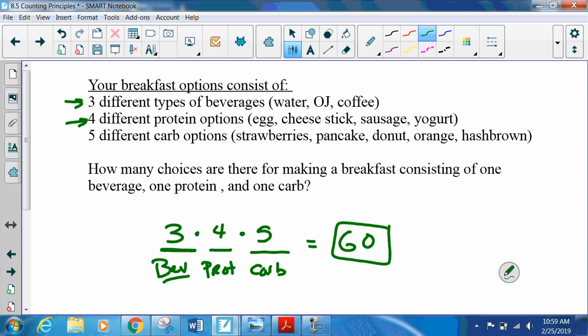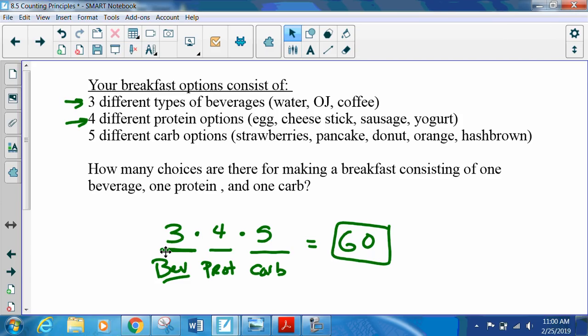Now, you could have done it a different way. You could have made a Venn diagram. You could have actually listed all 60 different ways. But the fastest way to find all the different amount of options that we have for a problem like this is to use what's called the fundamental counting principle.